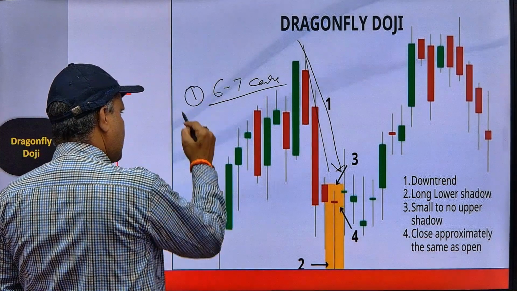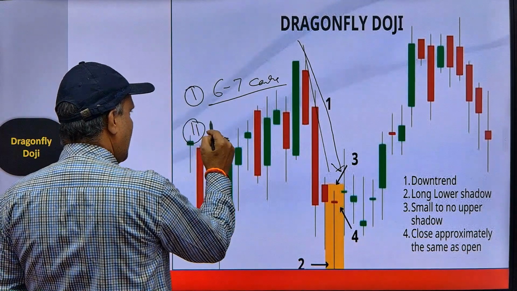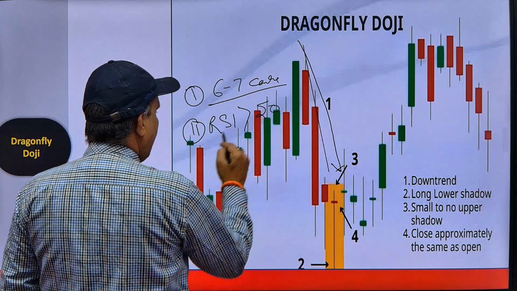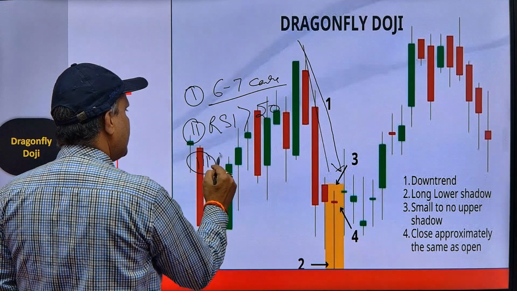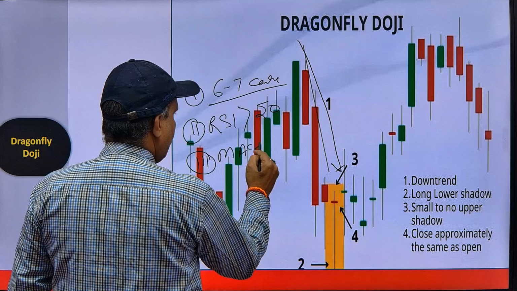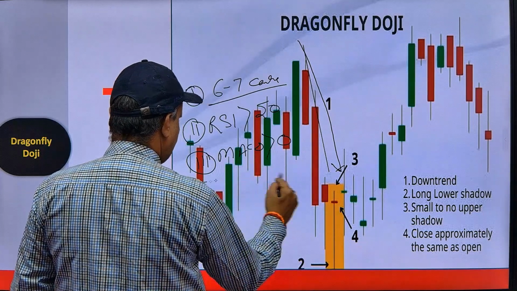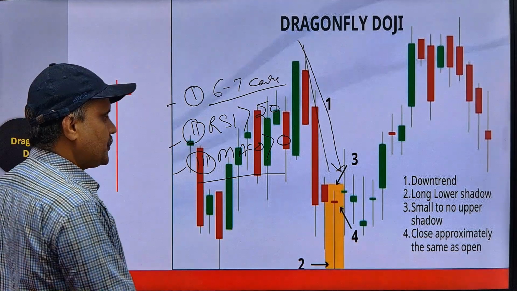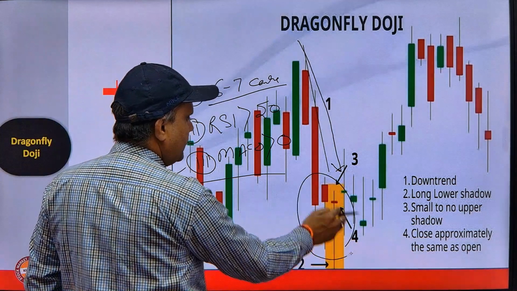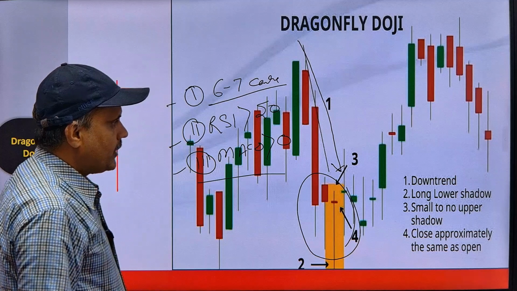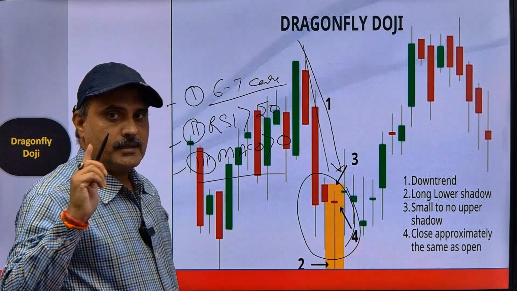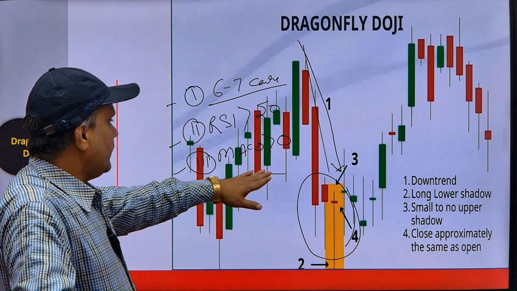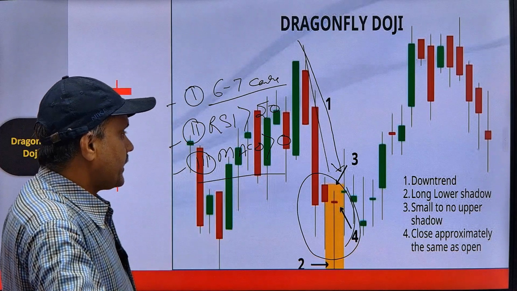Second, if RSI is greater than the 50 mark and MACD is greater than the 0 line, if these 3 conditions meet, and you see this type of pattern, which is known as the Dragonfly Doji, then you can start being cautious, start focusing on it and start thinking about the trade.